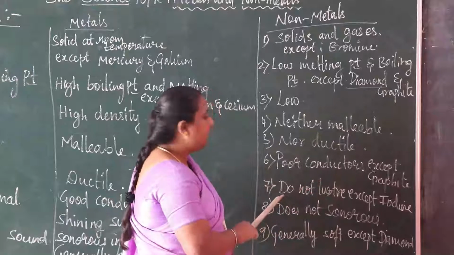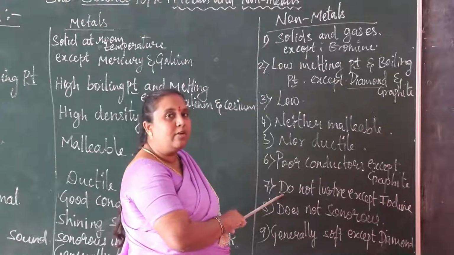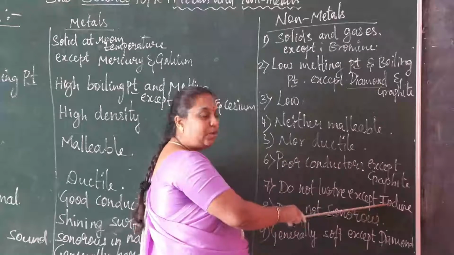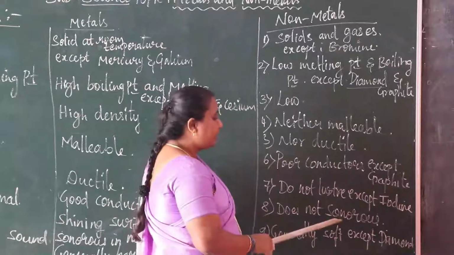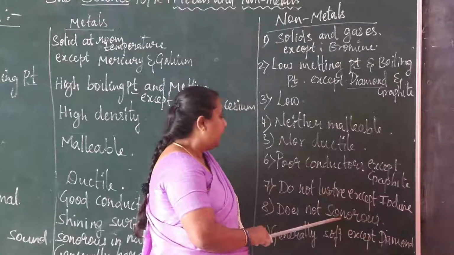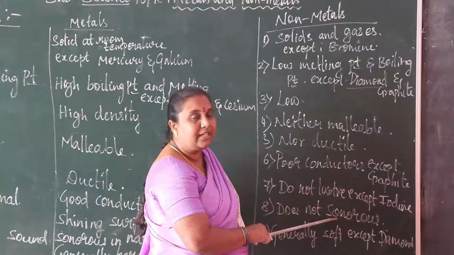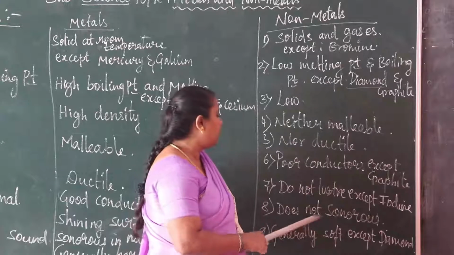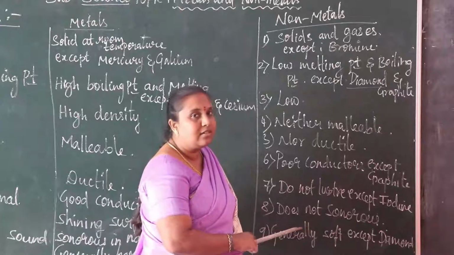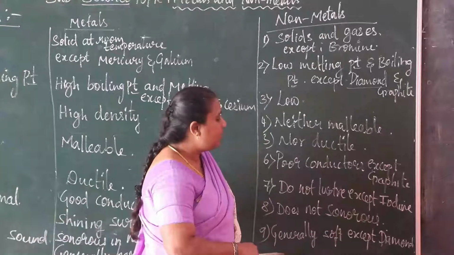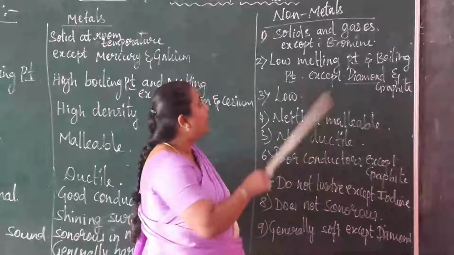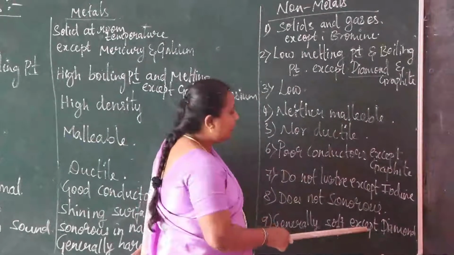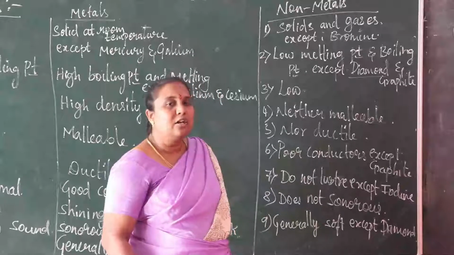Then the lustrous property. Non-metals are not lustrous, except iodine. Then they are not sonorous in nature. When struck with any other thing, they don't give any sound. So non-metals are generally soft. Solid non-metals are soft in nature, except diamond. Diamond is the hardest non-metal.